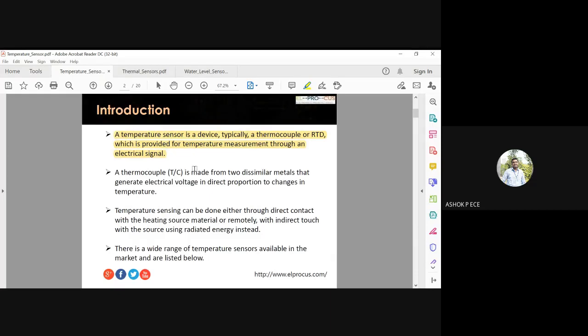For the temperature sensor, I'm going to use a thermocouple. As the name indicates, thermo means temperature, couple means two. A thermocouple is made from two dissimilar metals that generate an electric voltage in proportion to changes in temperature. So I'm going to take two metal bars and weld them. You visualize what I'm saying: I'm going to take two metal bars and weld them in the middle. This side I have metal A, this side I have metal B. One side, metal A, I'm going to keep in hot water.